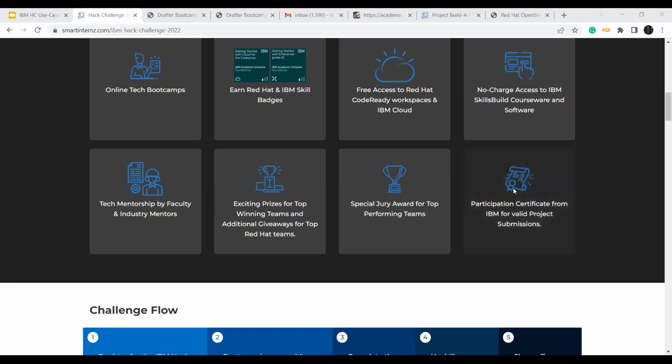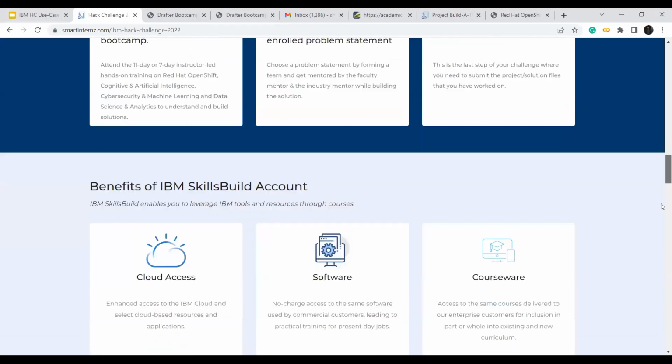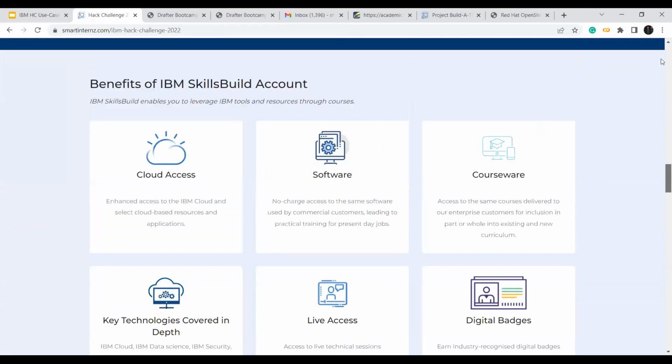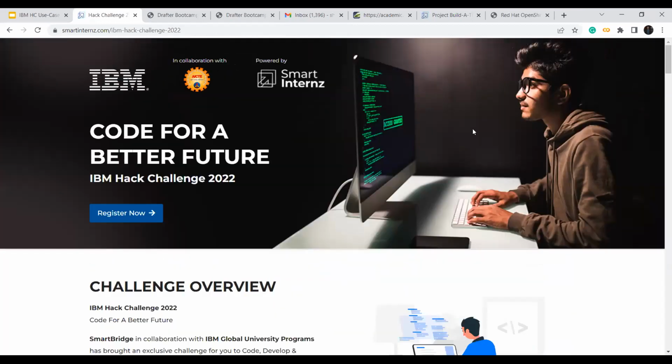If you explore this website, you will see what benefits and perks you will get. So please go and visit this website. You will get the entire related information.